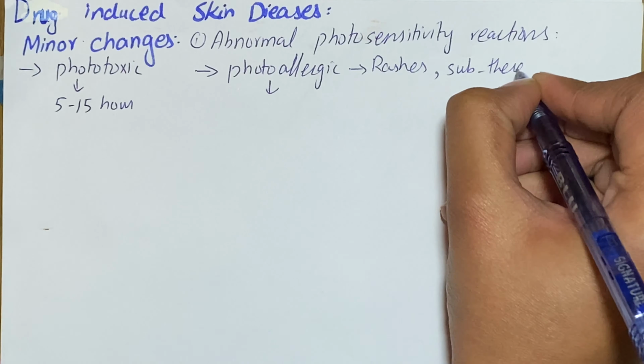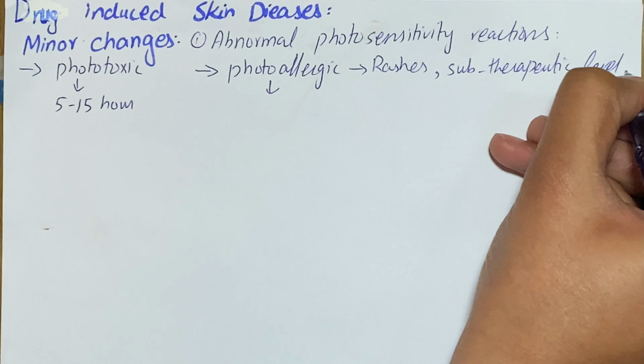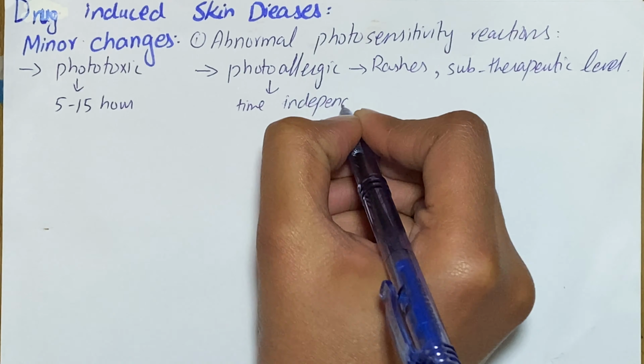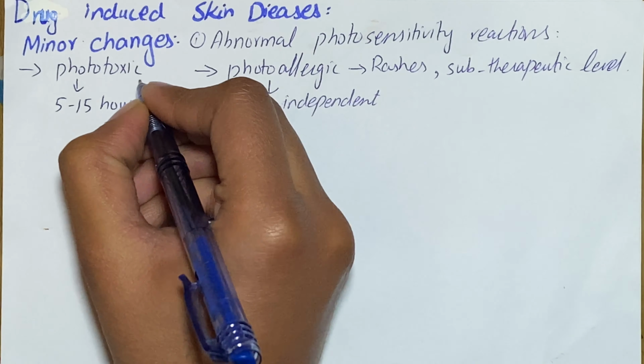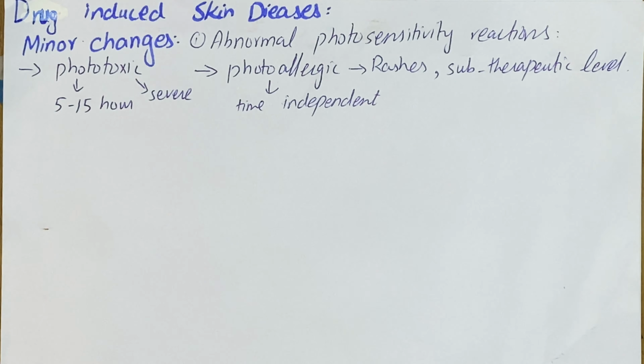So we can say that photoallergic reactions are actually less severe than phototoxic changes. Photoallergic are time independent, dose independent, whereas phototoxics are dose dependent and time dependent reactions.